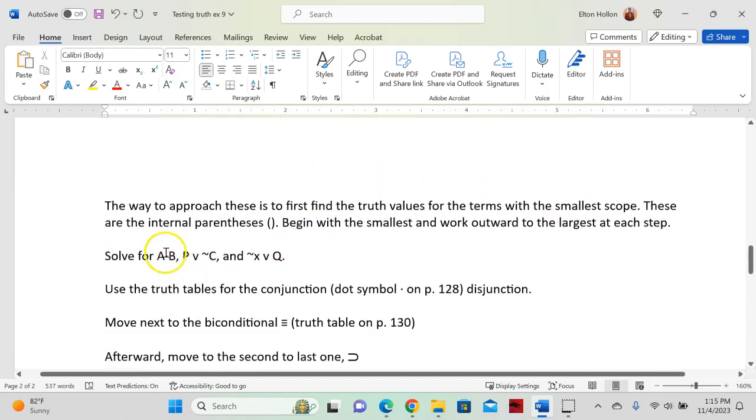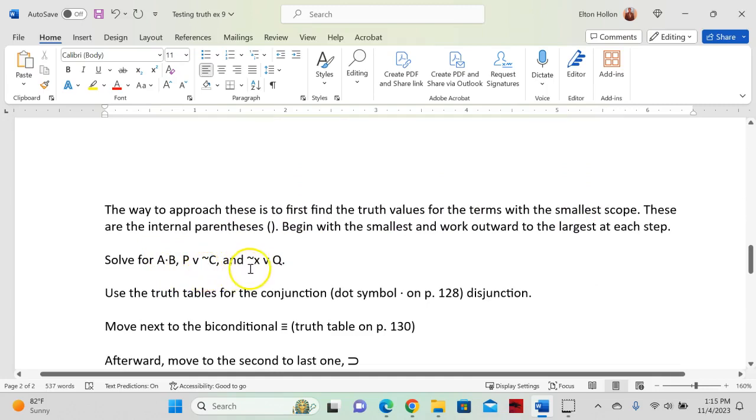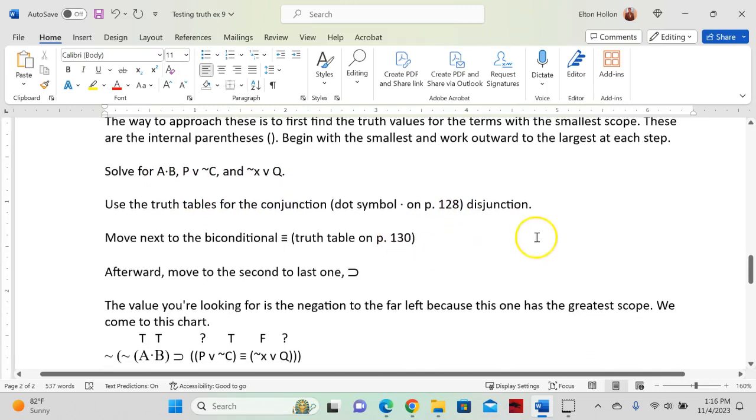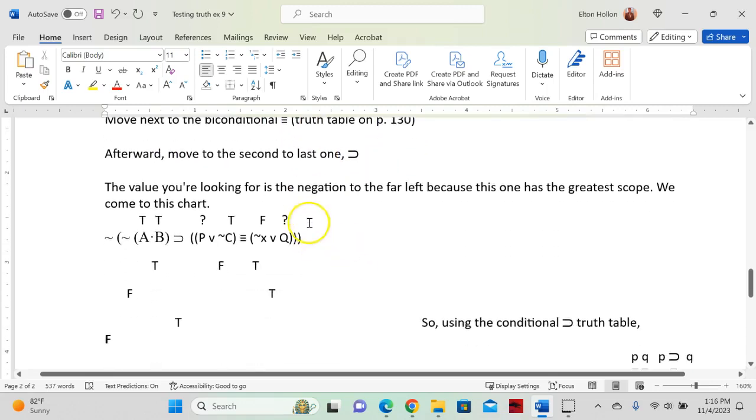So what we're doing is we're solving for A and B, P or not C, and not X or Q. Here again, use the truth table for disjunctions, and we're also going to use the truth table for the conjunction, the dot symbol, and that's on page 128. We already saw the table and page for disjunction. So next you move to the biconditional truth table on page 130, and then last of all you move to the conditional as you move outward. Together, the value we're looking for is the negation on the far left, this one here, and it has the greatest scope. It's outside of all the smaller parentheses.